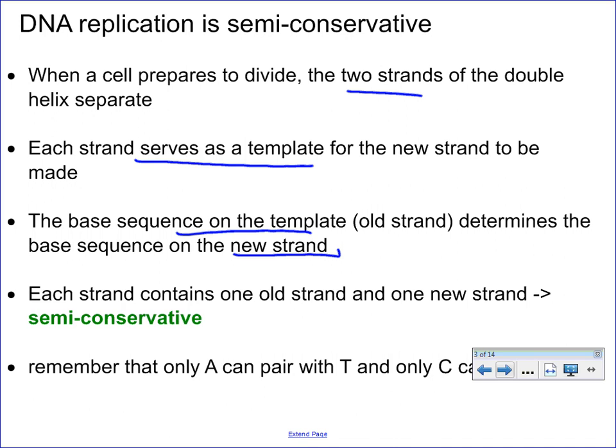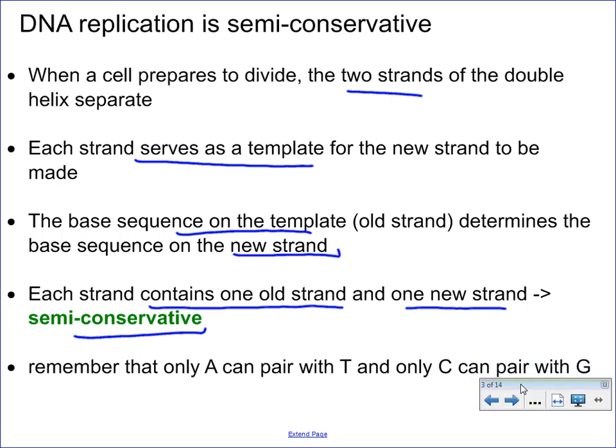So when DNA has finished replicating and we have two molecules of DNA, each molecule will contain one old strand and one new strand. This process is referred to as being semi-conservative, because this new DNA that's made contains one old strand, one new strand. The other DNA molecule also contains one old strand, one new strand. And this works because adenine will only pair with thymine, and cytosine will only pair with guanine.